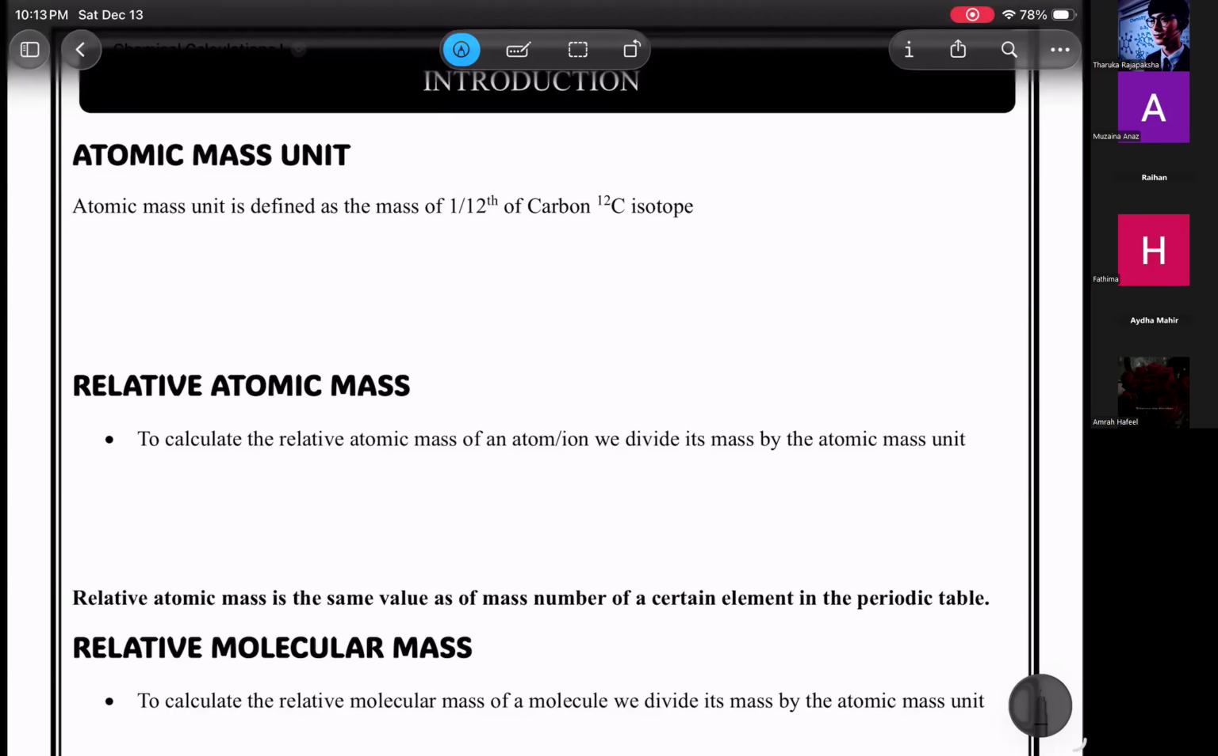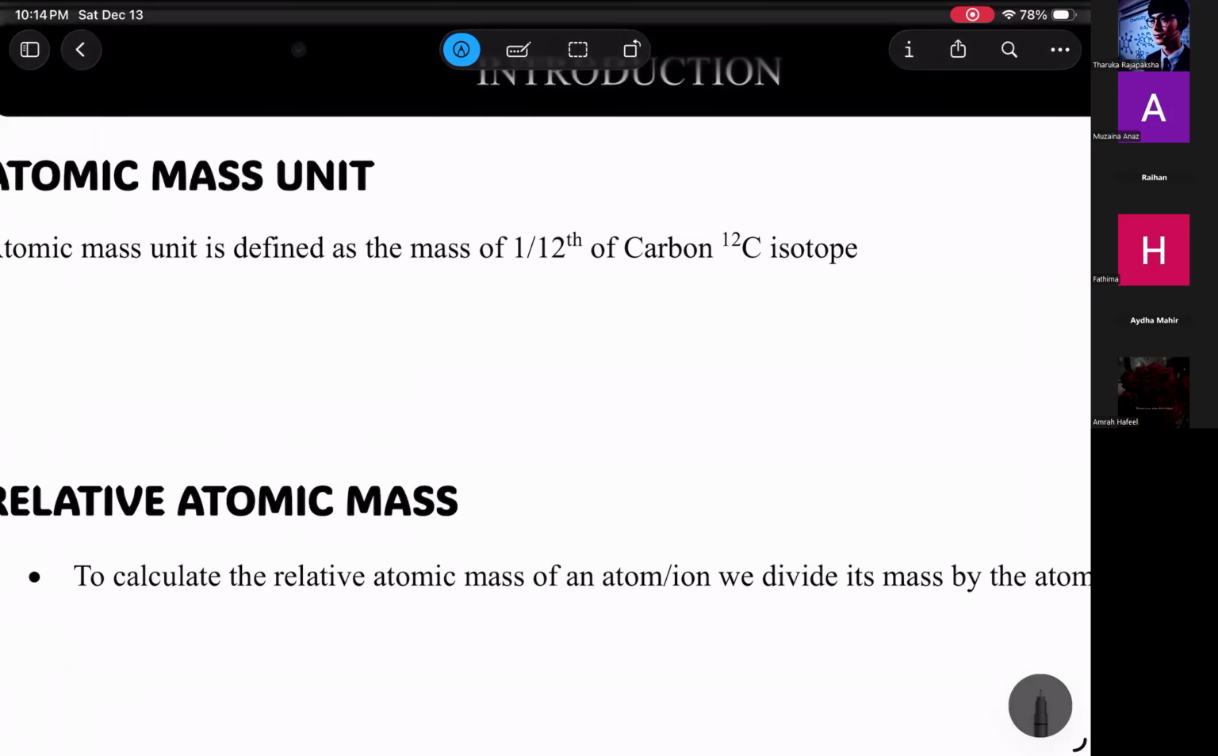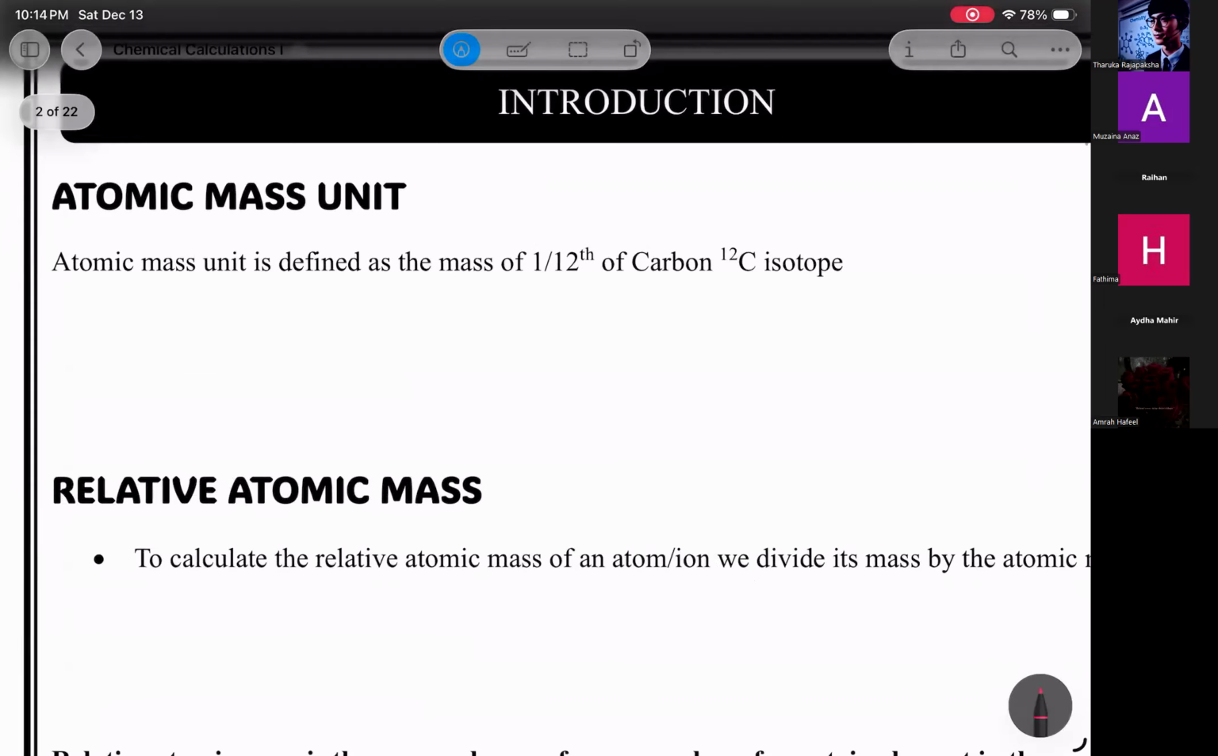People, atomic mass unit. Now, scientists wanted to create a constant thing which has a mass. It's 1/12 the mass of the carbon 12 isotope. That's a fixed unit.